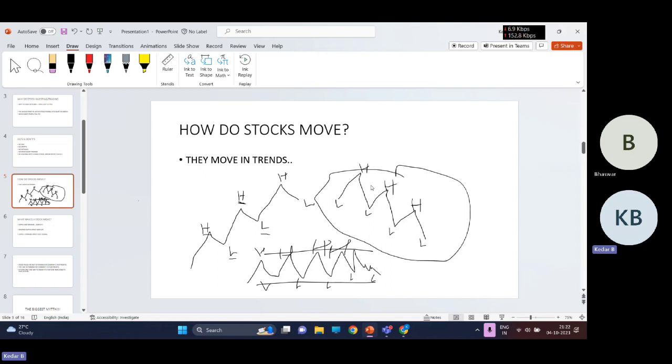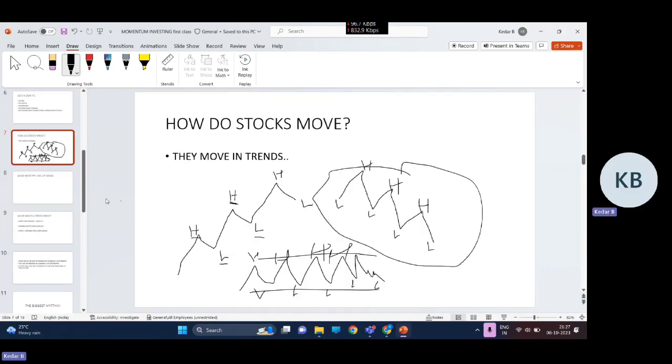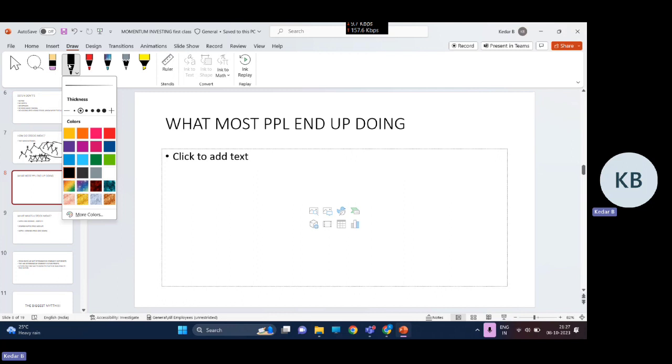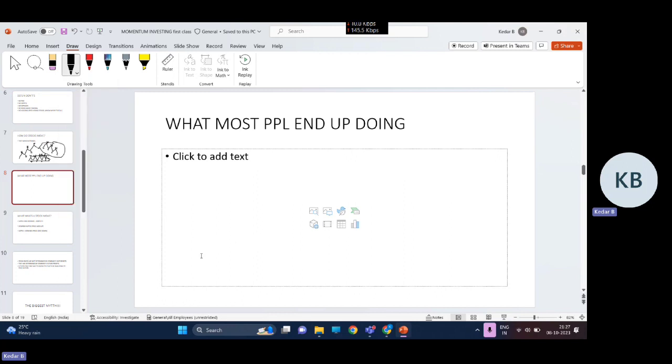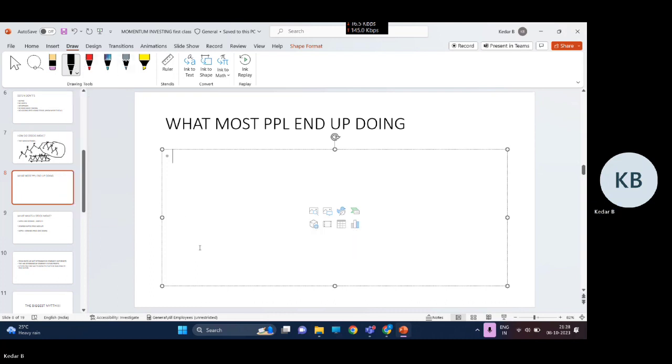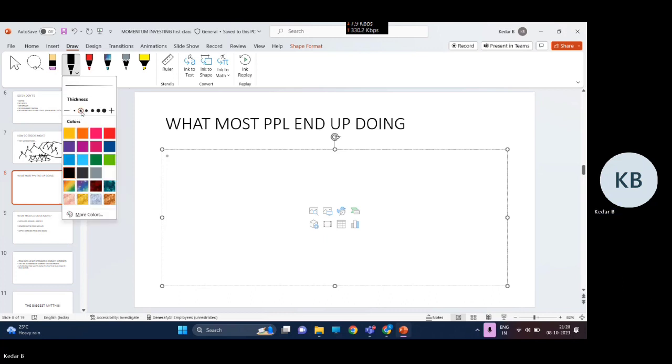Trend following momentum investing is actually true. You can clearly see it. Hundreds of stocks display it, proving it right. Because most people don't know how stocks move, what they end up doing is, let me show you. So what happens is, when a stock is moving, okay, just one second.